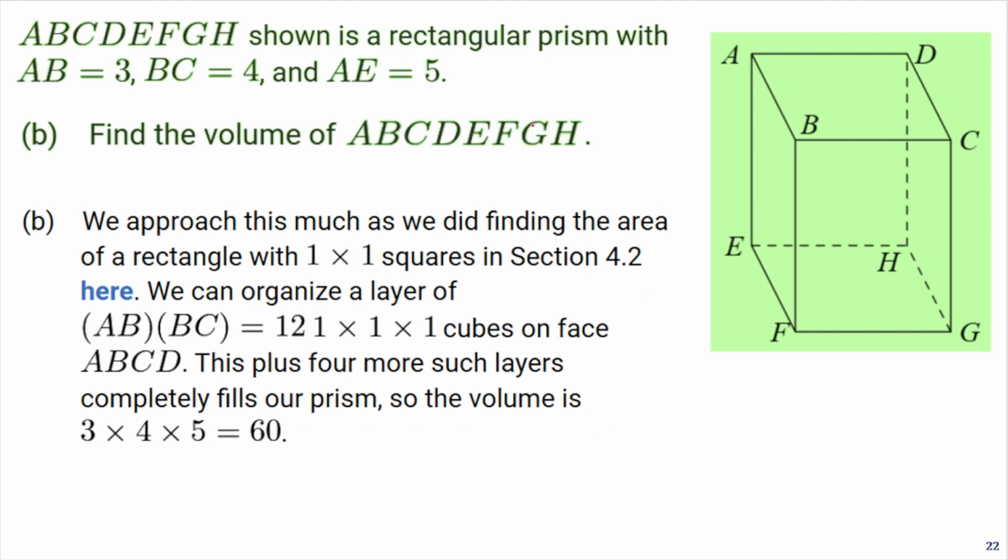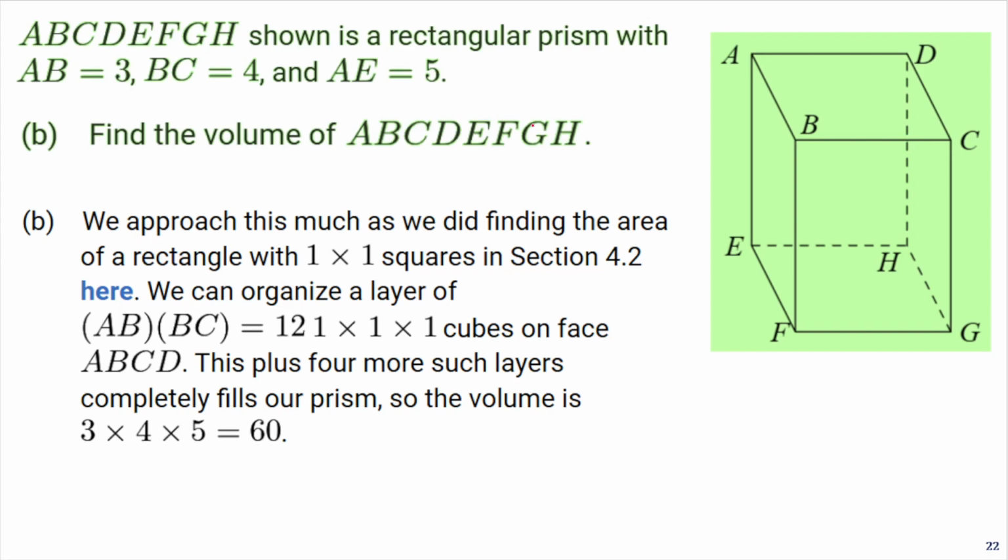And second question, find the volume of ABCDEFGH. We can approach this much as we did finding the area of a rectangle with 1 by 1 squares in section 4.2. We can organize a layer of AB times BC equals 12 1 by 1 by 1 cubes on face ABCD. This plus 4 more such layers completely fills our prism. So the volume is 3 by 4 by 5, which equals 60.